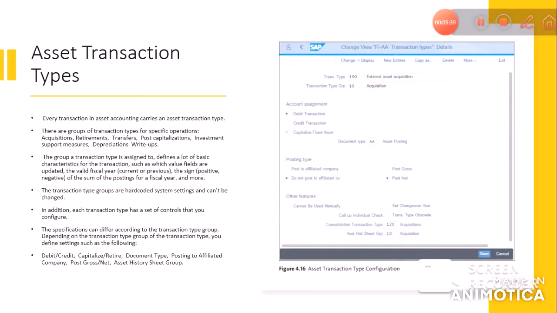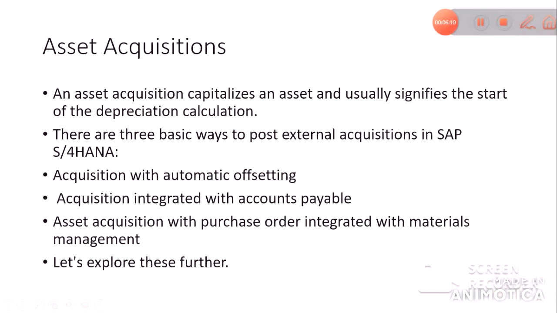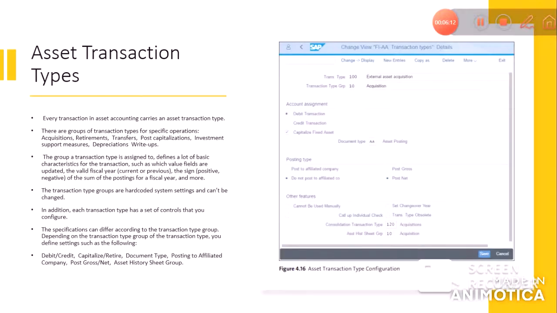Moving on to asset transaction types. First we will see the screenshot. There are different asset transaction types, as we all know. Mainly it is acquisitions, retirement, sale of assets, and many more things. Let us see what this screen actually talks about. The asset transaction type is 100, which is an external asset acquisition. We are actually acquiring the asset externally. And the transaction type group is 10, which is acquisition.